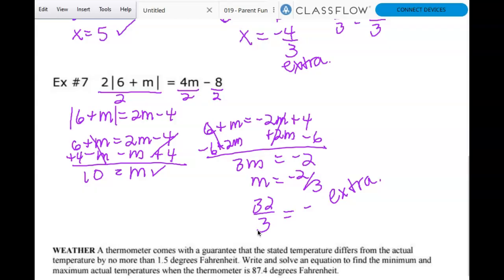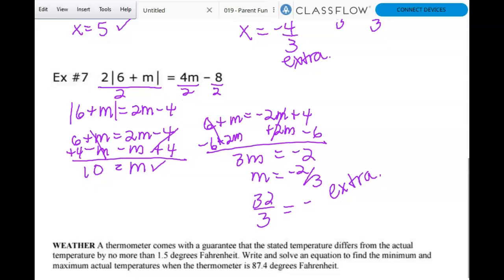Okay, on the last one. A thermometer comes with a guarantee that the stated temperature differs from the actual temperature by no more than 1.5 degrees Fahrenheit. Write and solve an equation to find the minimum and maximum actual temperatures when the thermometer reads 87.4.